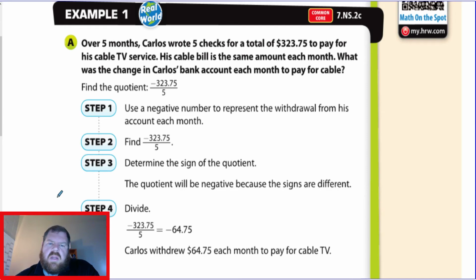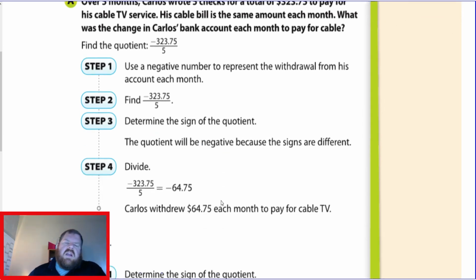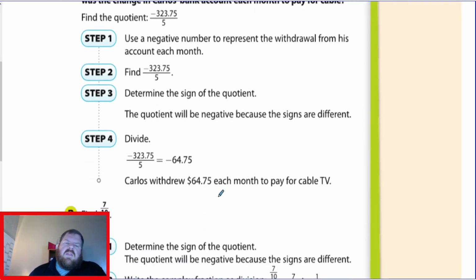So they go through and they determine the sign of the quotient. They say, let's look at negative divided by positive. So it's going to be a negative. And then they just do the division. They don't show us how they do that division, but they do the division of 323.75 divided by 5.